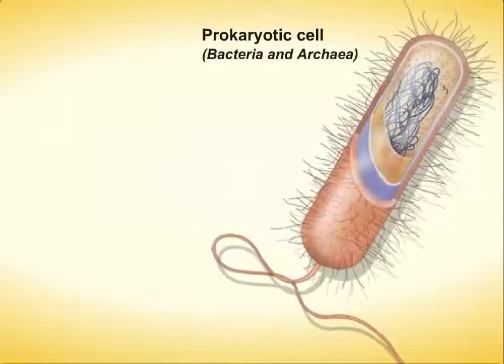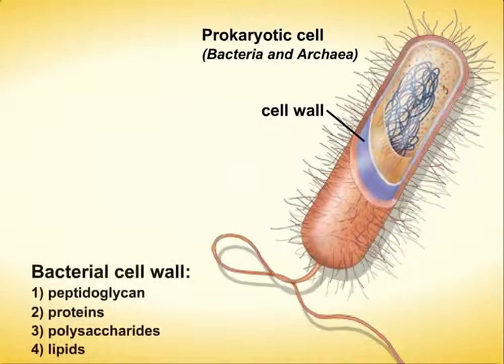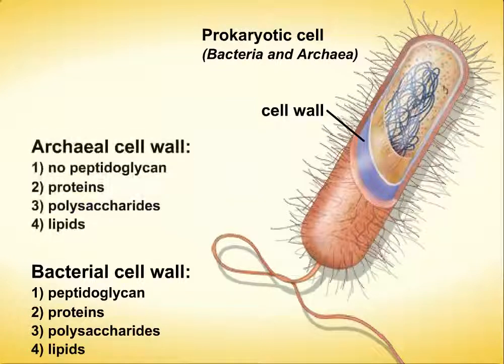Most bacteria and archaea have a cell wall. The bacterial cell wall contains peptidoglycan as well as proteins, polysaccharides, and lipids. The archaeal cell wall contains no peptidoglycan, but does contain proteins, polysaccharides, and lipids.